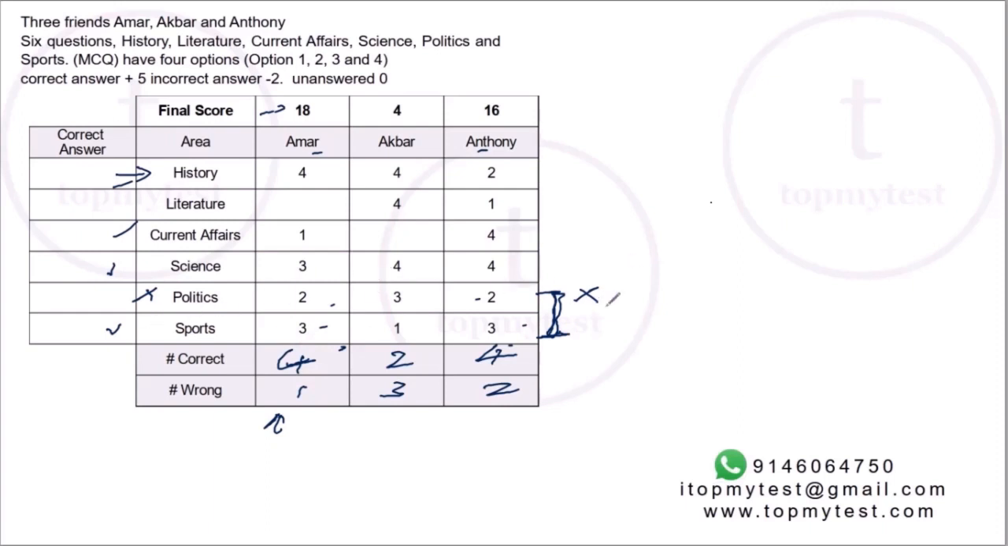Now let's score Anthony on this. Anthony's sports will be correct, but science, current affairs, and history are wrong. He already has 4 wrongs. Now that is not possible because his overall number of wrongs is only 2. So politics cannot be wrong.